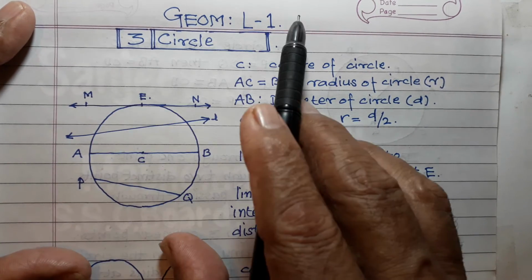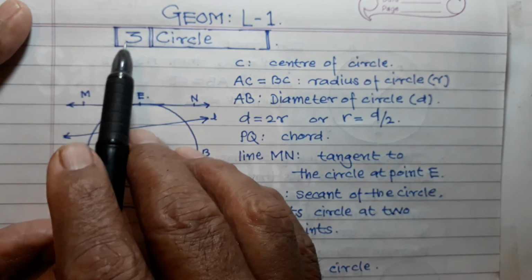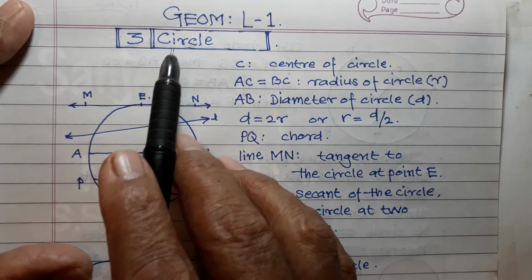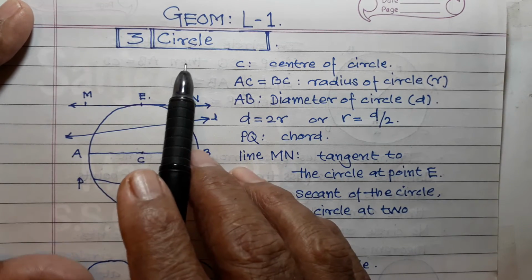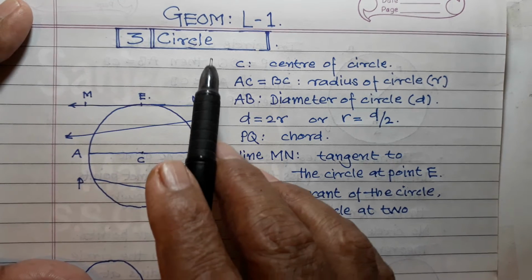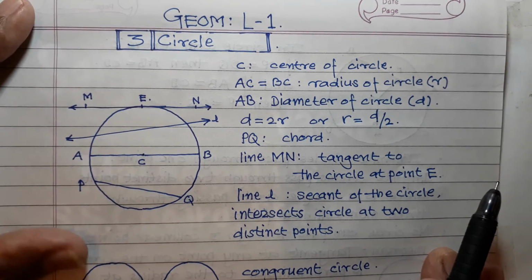Hello, my dear student. Geometry lecture number 1, chapter number 3, circle. In this lecture, I am going to explain some terms and some properties related to circle. So, please try to understand.